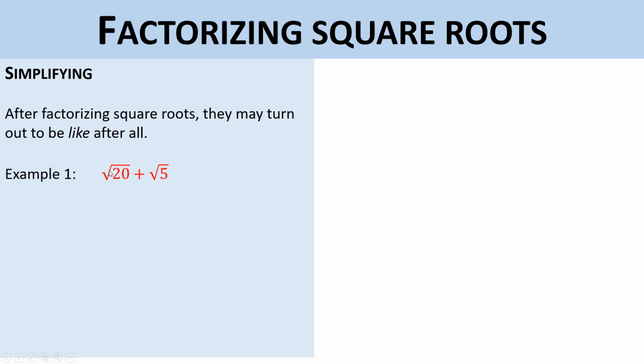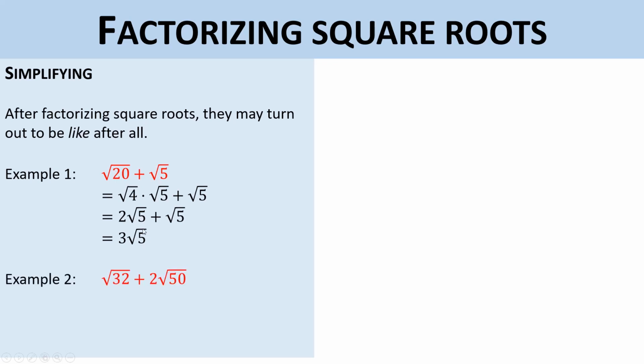But actually, when we look at this square root of 20, we see that 20 is divisible by 4, which is 2 squared. So I can rewrite this as square root of 4 times the square root of 5, of course, plus the square root of 5. And then I can solve this square root. So this becomes 2 times the square root of 5 plus 1 times the square root of 5 is 3 times the square root of 5. So actually it turned out that we could add these two.